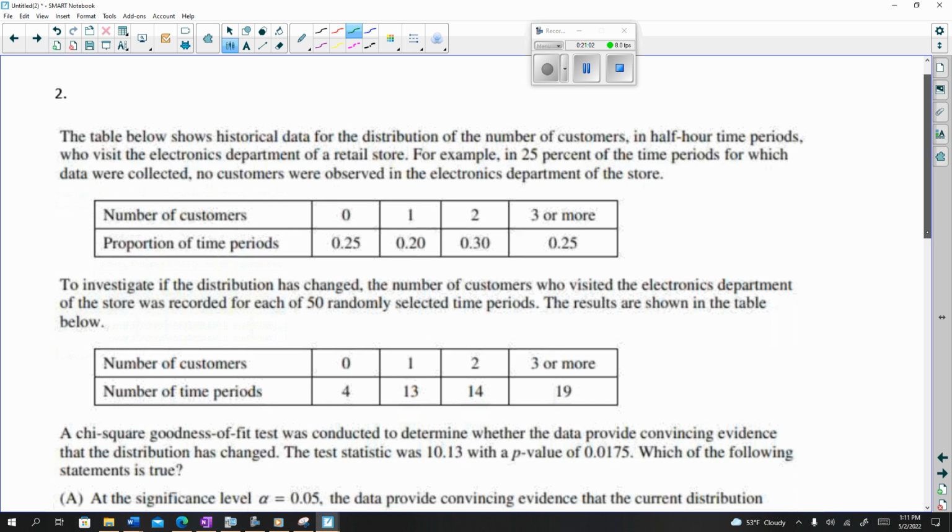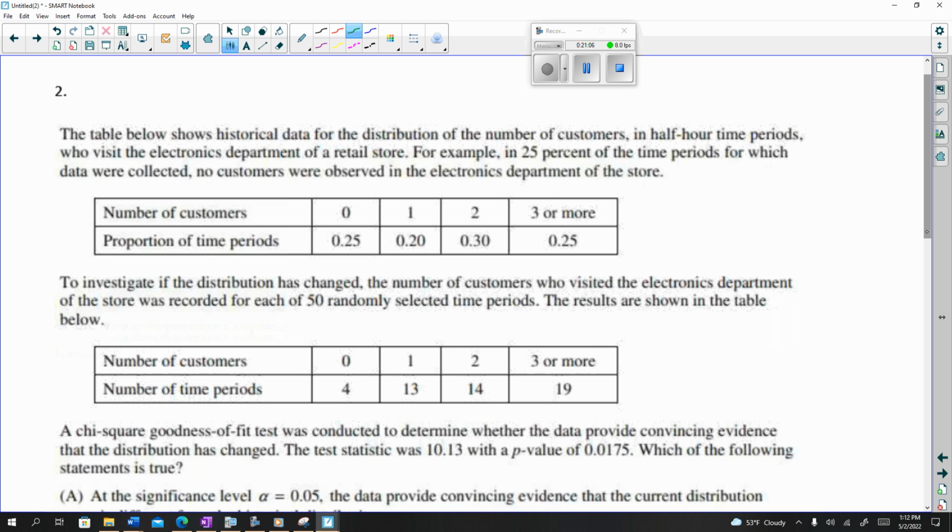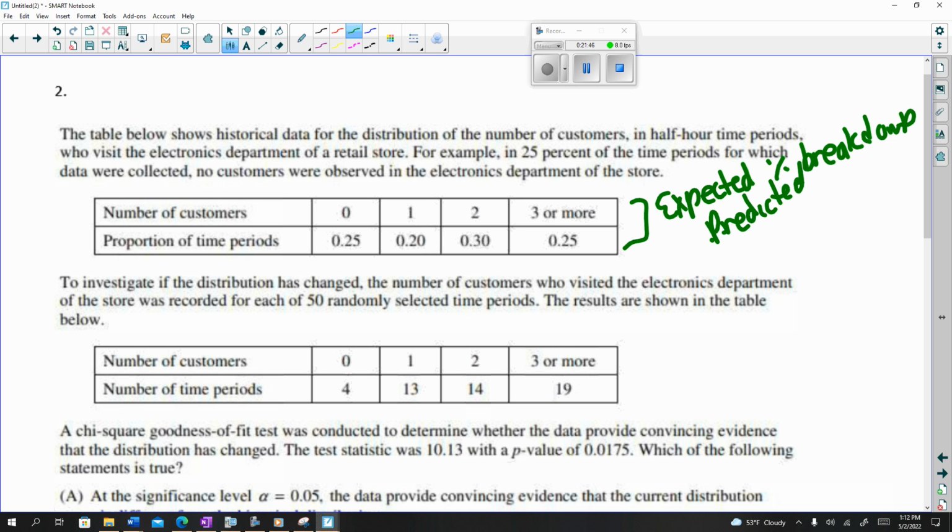This is number two. The table below shows historical data from the distribution of number of customers in half-hour time periods who visit the electronics store. For example, 25% usually show up when no customers are there, et cetera. Okay, so this is what's advertised, the expected or predicted percent breakdown. To investigate if the distribution has changed, the number of customers who visit the electronics store was recorded for 50 randomly selected periods. The results are shown below. If you look down below, this is based on a sample of 50. So this is what actually happened. This should total 50 in the sample.